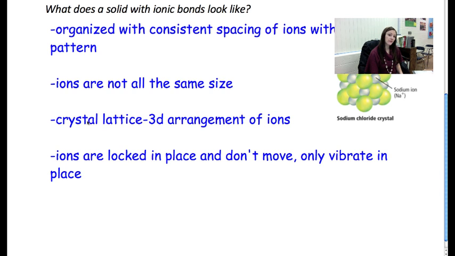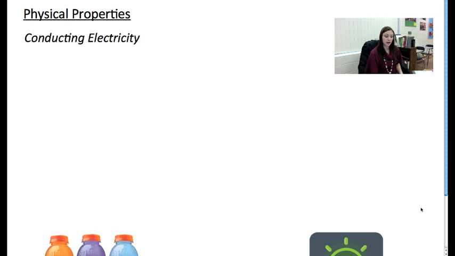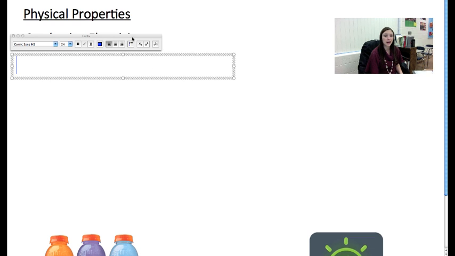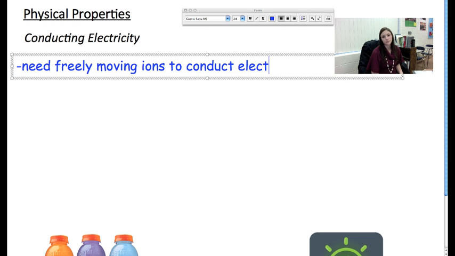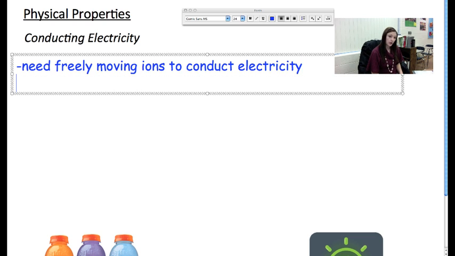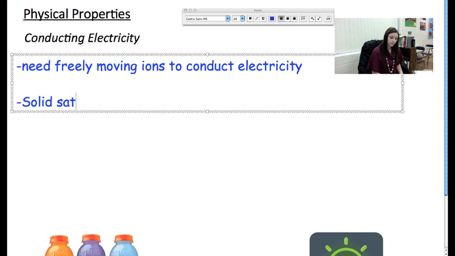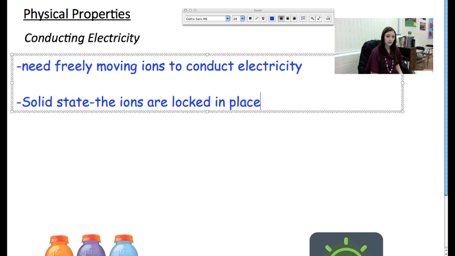So now then, let's look at some physical properties of ionic bonds. And the first one is conducting electricity. In order for something to conduct electricity, you have to have freely flowing ions. If you don't have this movement of ions that can move the charge or move the electricity, it won't conduct electricity. So in the solid state, since the ions are locked in place, they are not going to conduct electricity.